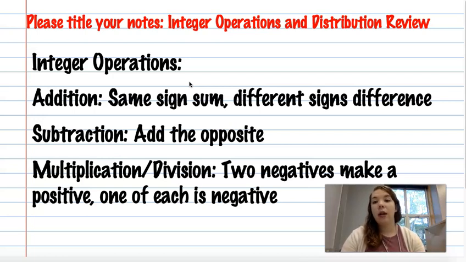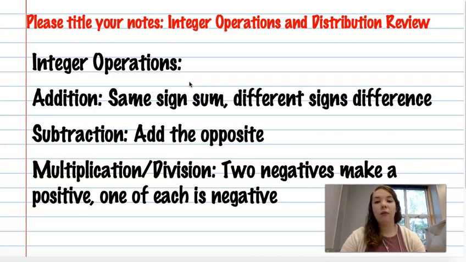Okay, so in integer operations, if you're doing addition, if they have the same sign, like they're both positive, you add them like normal. Even if they're both negative, you'd add them like normal. If they have different signs, you're going to take the difference instead. So if you have one positive and one negative, you take the difference and keep the sign of the bigger. Subtraction is easiest to think of if you add the opposite. And I will get back into these rules when we start doing some examples. They'll make some more sense in context.